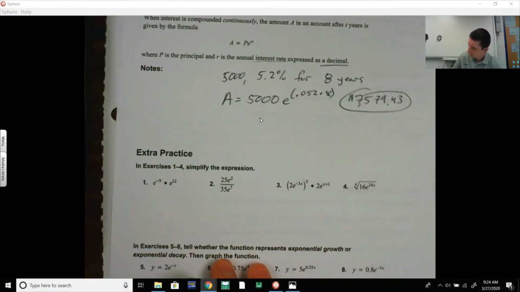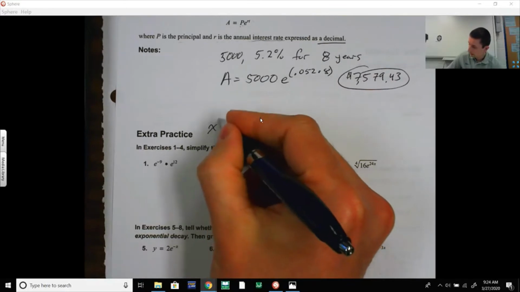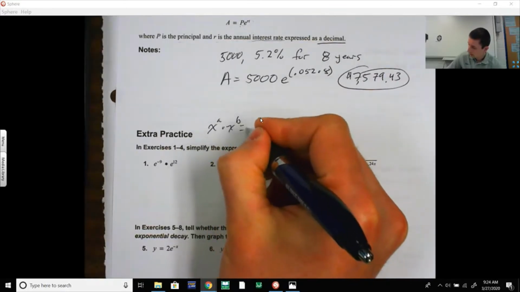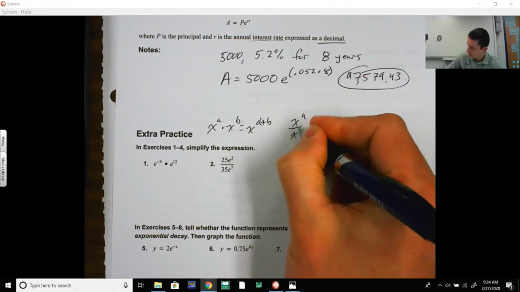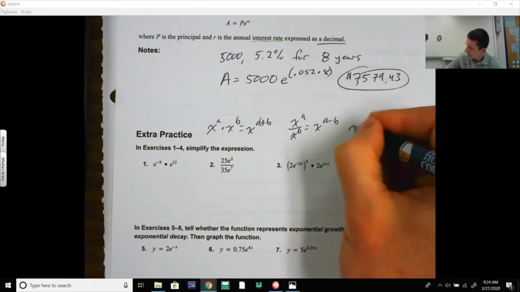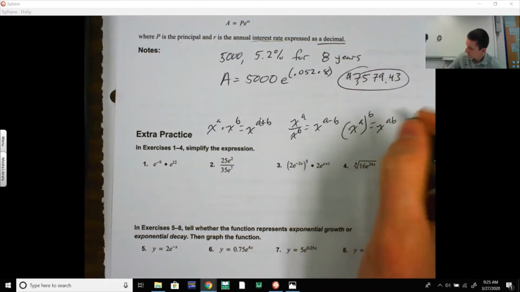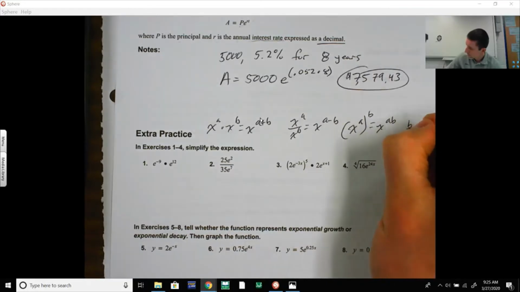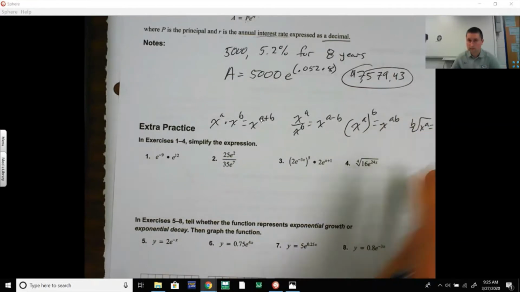Okay? So remember your properties of exponents. If I have x to the a times x to the b, that is x to the a plus b. x to the a over x to the b is x to the a minus b. x to the a to the b is x to the a times b. And the bth root of x to the a is x to the a over b.